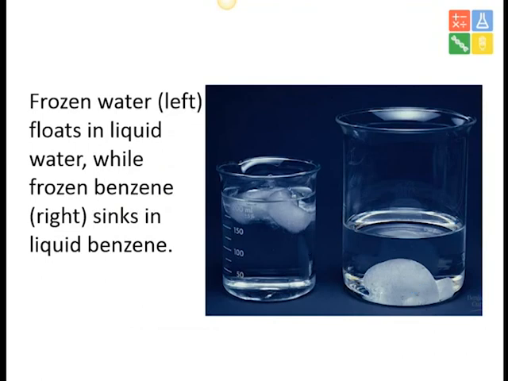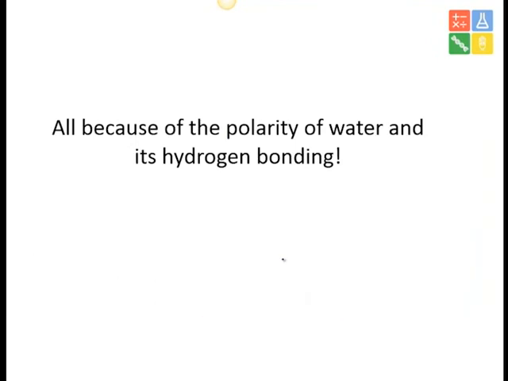Frozen water. So here is ice again, and here's the liquid water. However, on the right-hand side, we actually have frozen benzene. And notice this is what should happen. The solid is more dense, so it should sink. The liquid is less dense, surrounding it. However, water has that unusual property. So all of this is because of the polarity of water and its hydrogen bonding.